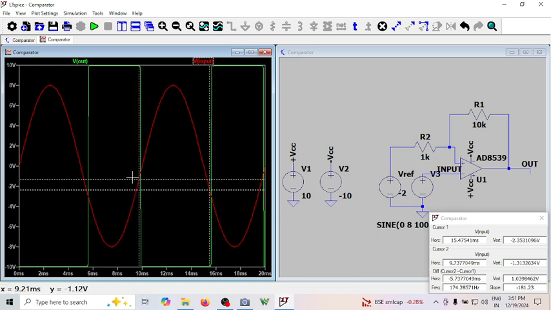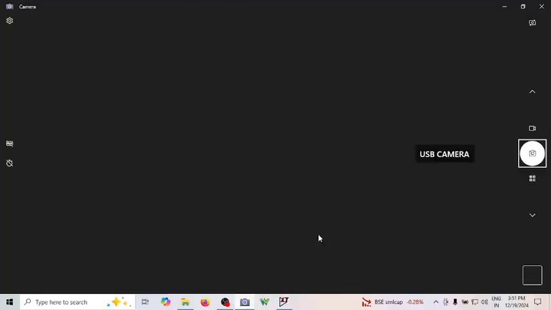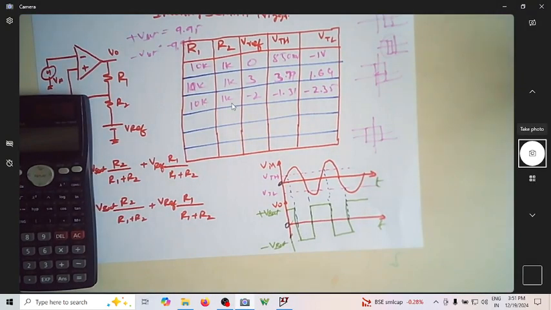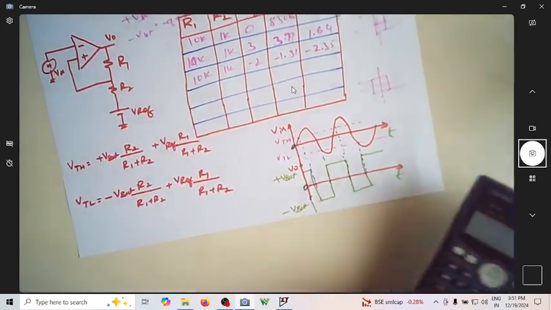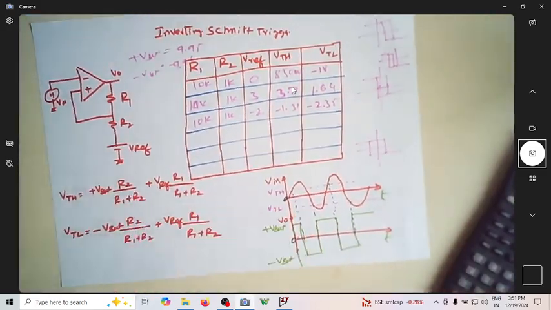VTH is cursor 2. Cursor 2 is VTH, which is minus 1.31. This is again for 10K, 1K, and minus 2 volt. So these are the values that I have for 10K, 1K, minus 2 volts. You can see VTH, VTL both are negative, and again in all the cases VTH is always more than VTL. So this way we can conduct the experiment comfortably using LTspice.